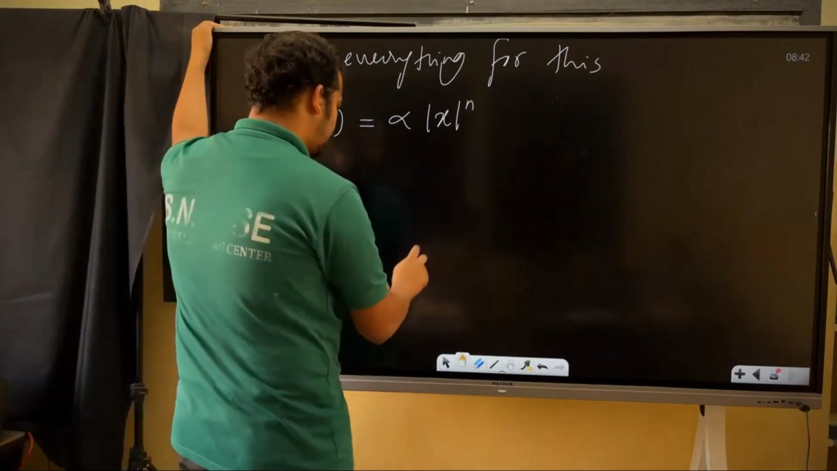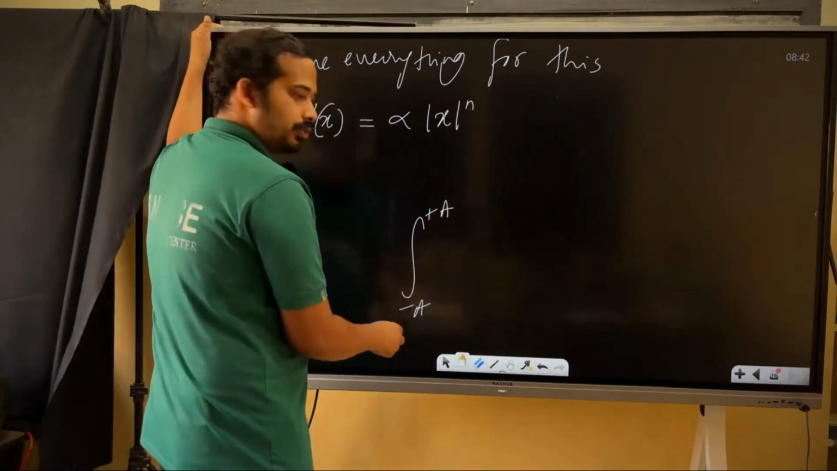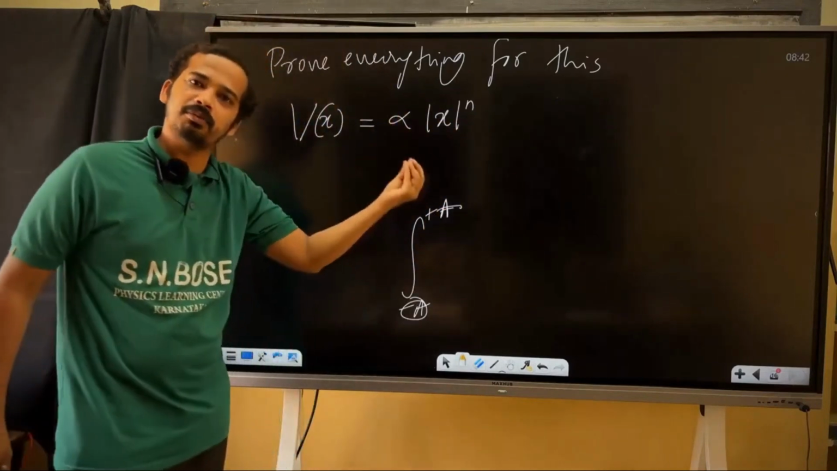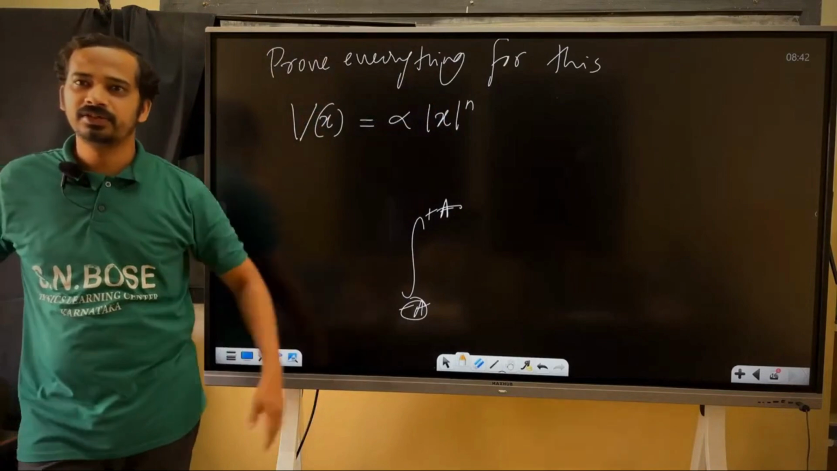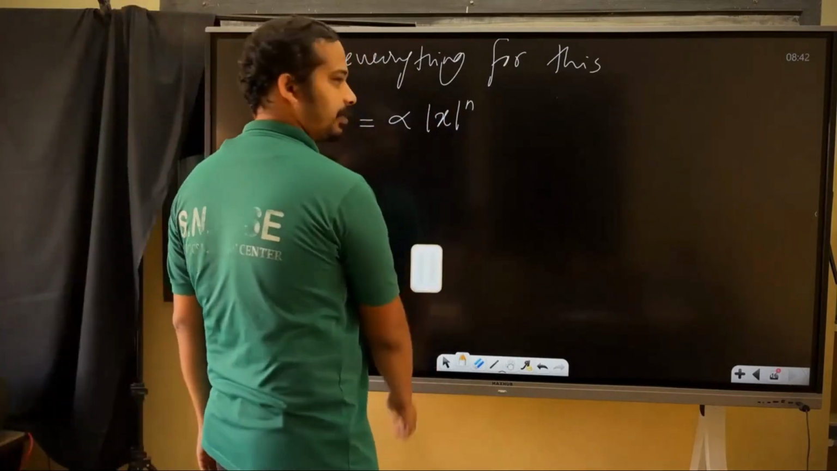Now, while doing that, you have minus a to plus a or something. You convert it into 0 to a. In the range 0 to a, you don't have to write mod x. You can write mod x as x in the region 0 to a. Am I right? You prove for this one, so it is for everything.